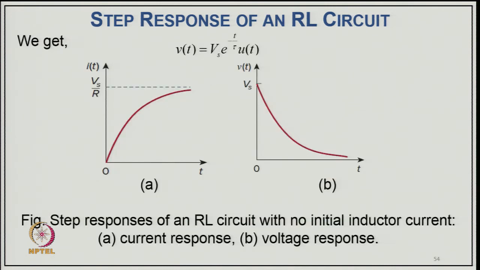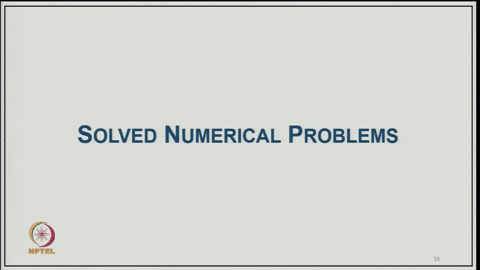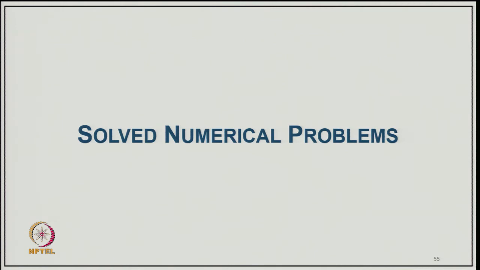So, we get here the response: the current response starts from 0 and the final current goes to Vs upon R, and the voltage response starts from Vs and goes to 0 across the inductor, and the function is defined as v(t) equal to Vs e to the power minus t upon tau u(t). Well, these are the typical responses of the first order systems, the RC circuit and the RL circuit, with the step response. Similarly, you can define the response with the impulse function as well as the ramp function if you really need. We have some numerical problems based on this concept.